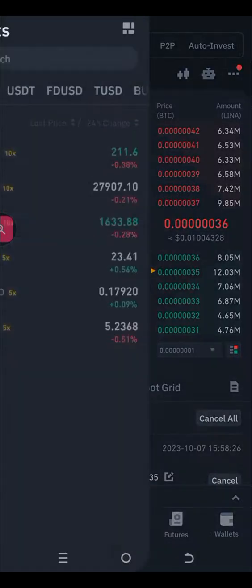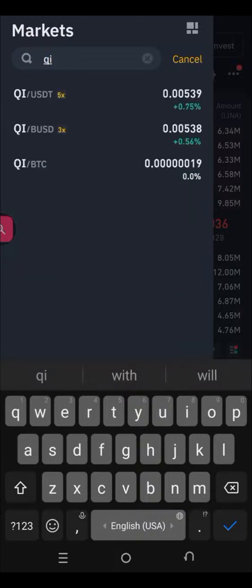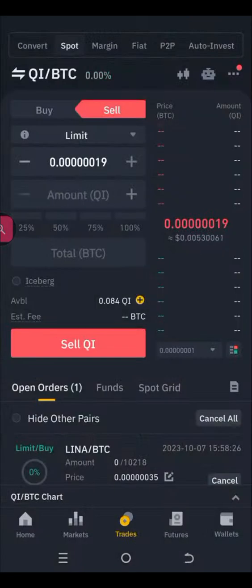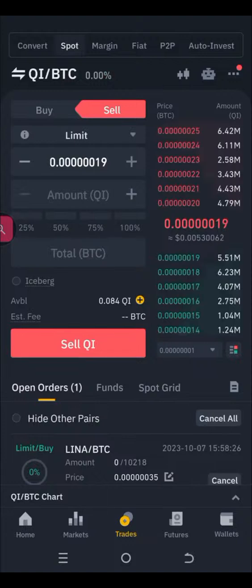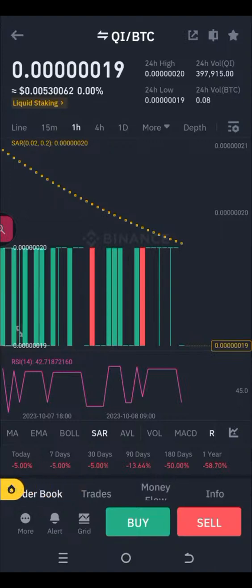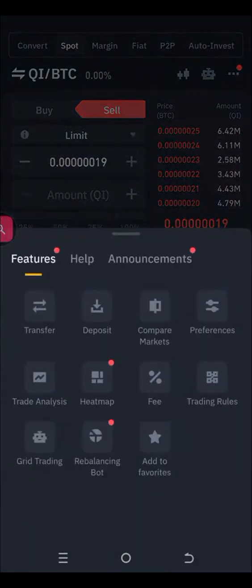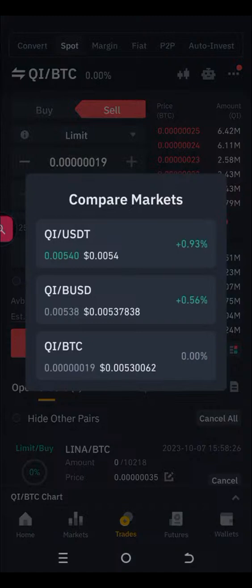Well, I thought of doing QI BTC, so let's check on QI. QI BTC looks like it's on the low. Let me check the chart whether the next move is for it to go down lower. It might be and it might not be, but it's currently on the downtrend. We hope it's not going to shoot up high. But as you can see here, it's currently on 0.00019. So let's do a quick simulation and see what we will get.